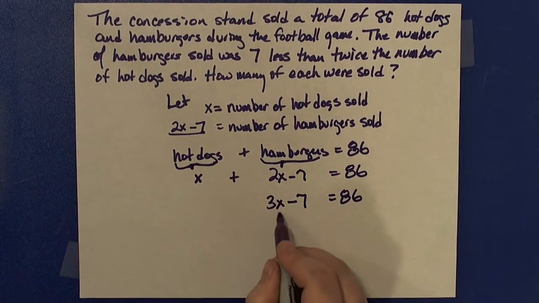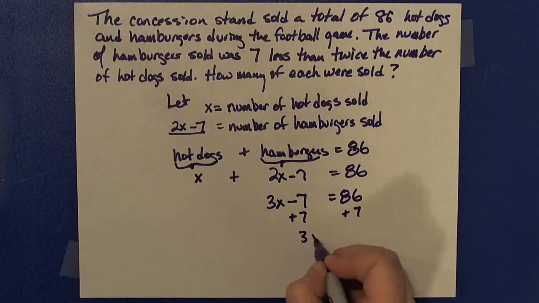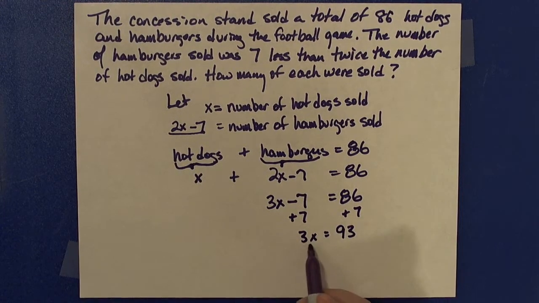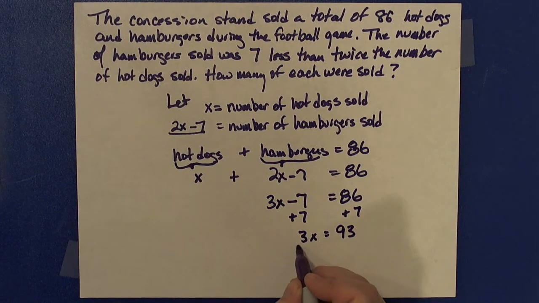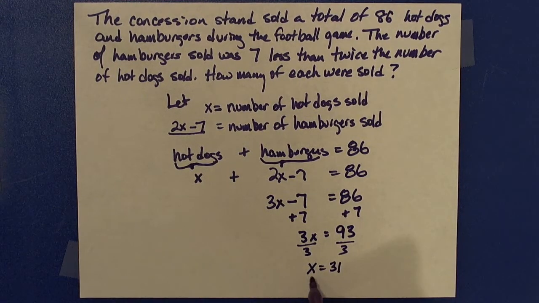I'm trying to isolate the x term, so I'll add 7 to both sides. And that gives me 93. And then to eliminate this coefficient, I'd have to divide both sides by 3. When I divide that out, I would get 31. So I have x equals 31.